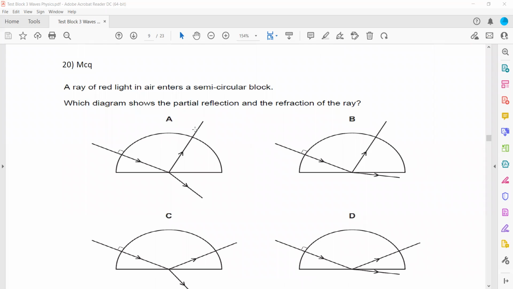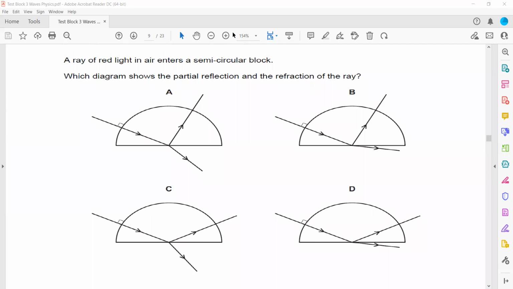A ray of red light in air enters a semicircular glass block. Which diagram shows partial reflection and refraction? For reflection to occur, the angle of incidence must be equal to the angle of reflection. Here, this is wrong because the angle of incidence is not equal. This one is also wrong. In C and D, the angle of incidence and angle of reflection are the same.